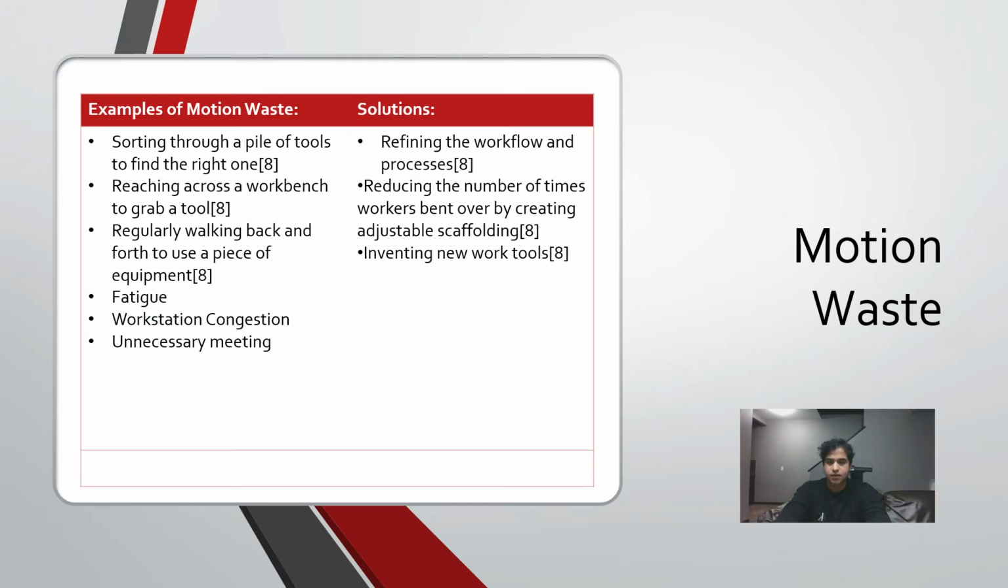All right, so next we're going to be looking at a couple examples of motion waste. One example can be sorting through a pile of tools to find the right one. Can be reaching across a workbench to grab a tool. This can cause a lot of fatigue or just extra unnecessary steps. Also, unnecessary meetings. Of course, there are some solutions to this, but there are more negative impacts.